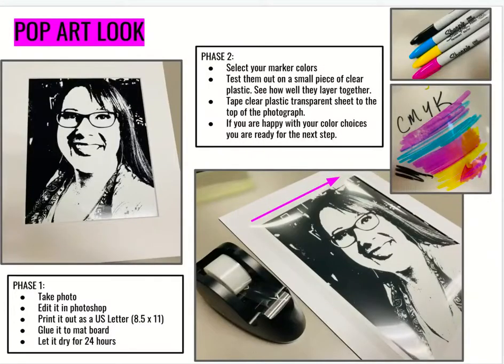So the pop art look: take a photo, edit it in Photoshop, print it out, glue it to a mat board, let it dry. Then phase 2 was to select the marker colors that I wanted to use. I did some testing on layers of plastic to make sure they'd look good and get a feel for how the markers worked. Next, I taped the clear plastic down on top of my photograph and started coloring.